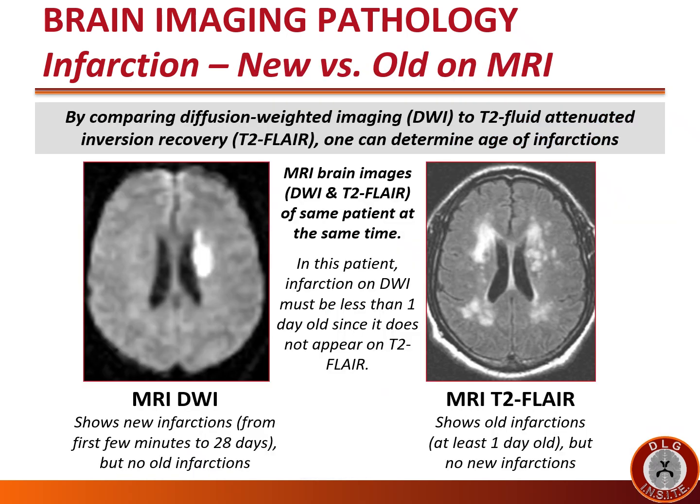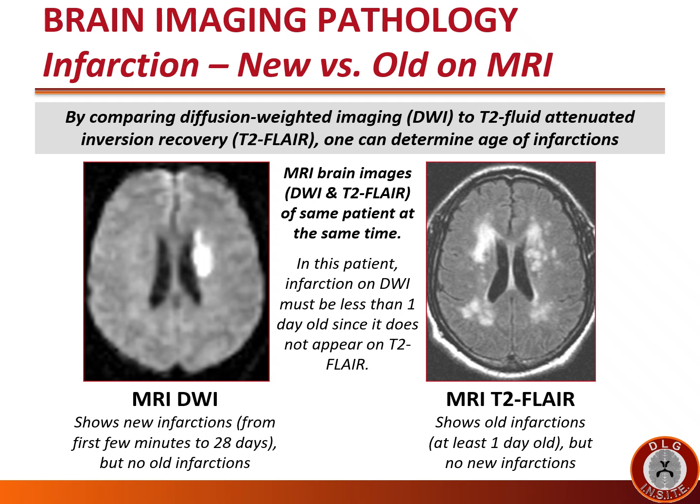Now let's review infarctions on MRI scans, specifically comparing new versus old on MRI. The way to do this is to compare the diffusion-weighted imaging, or DWI, to a T2 fluid attenuated inversion recovery image called T2 FLAIR. If you compare these two, one can determine the age of infarctions.